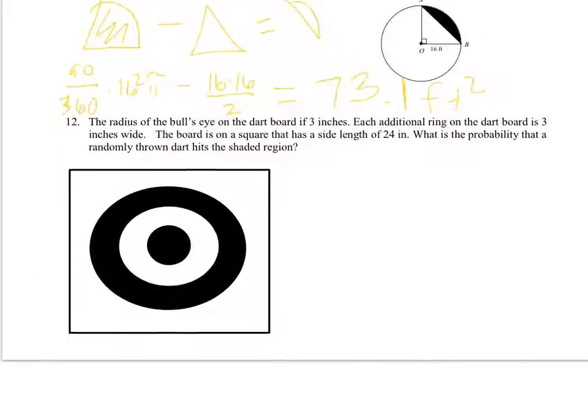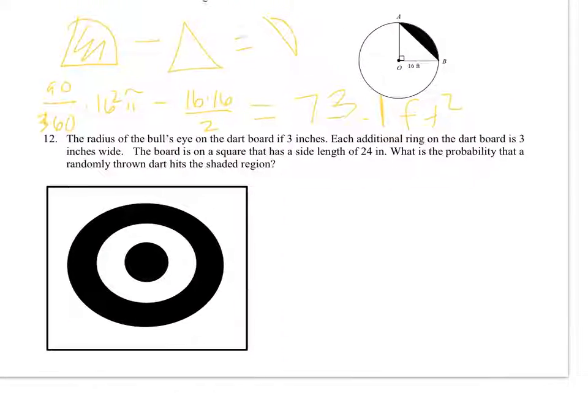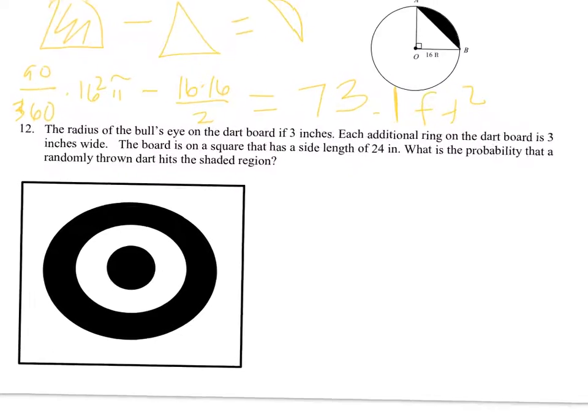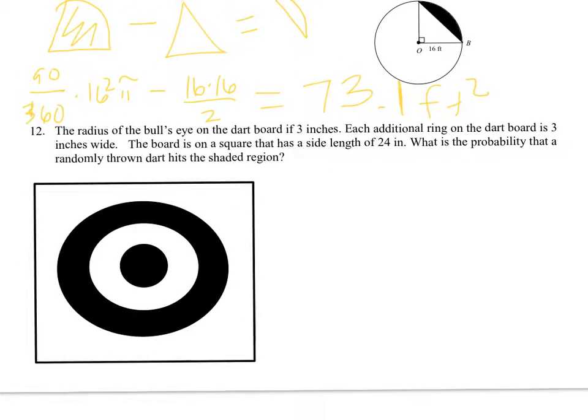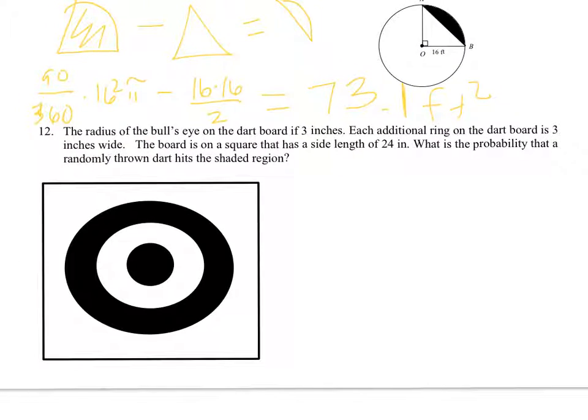Am I done yet? Last one. Woo! And this one doesn't have the answer given back. The radius of a bullseye on the dartboard is 3 inches. Each additional ring on the dartboard is 3 inches long. So first I have to know what that's talking about. It's saying the radius. This is 3. That's a 3. This is 3. And this is 3. Those are just representing what it is.